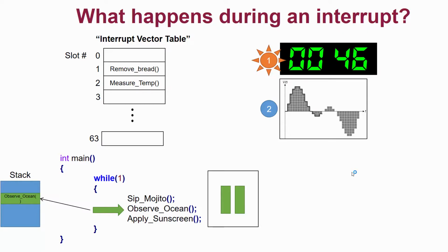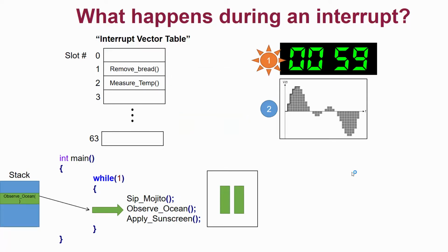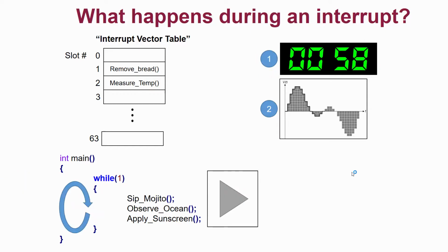The next thing he does is look up his slot, use the interrupt request number to figure out what function he needs to run in the interrupt vector table. In this case, it's directly associated. Slot number 1 is interrupt request number 1. So he has to execute the remove bread function. He executes that. Then when it returns, we can look up where we left off in the main thread and start executing from there, and everything goes back to normal.